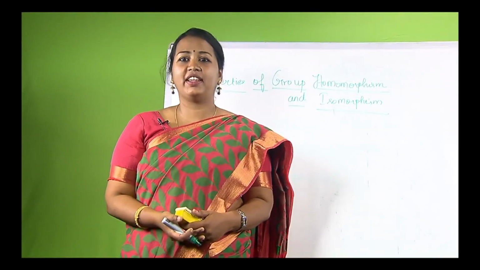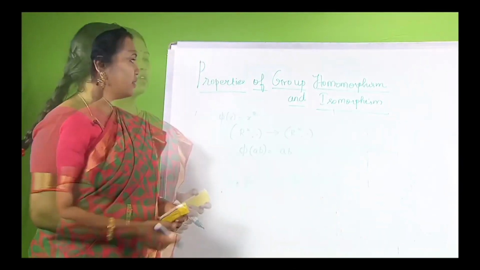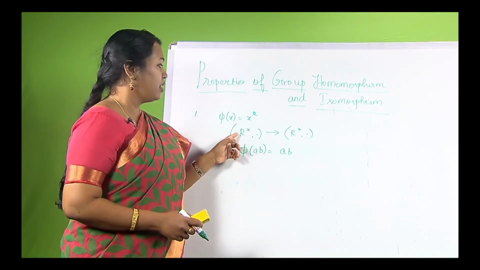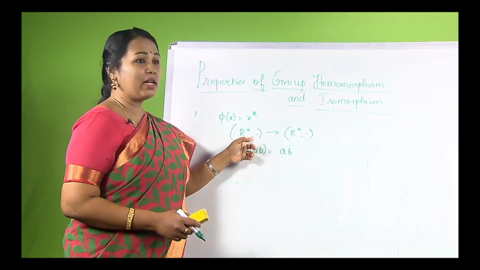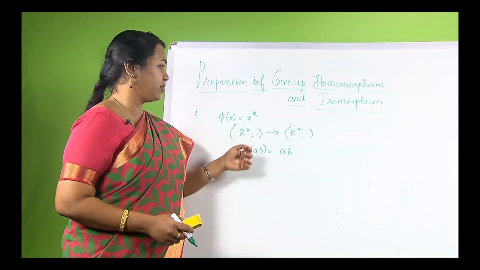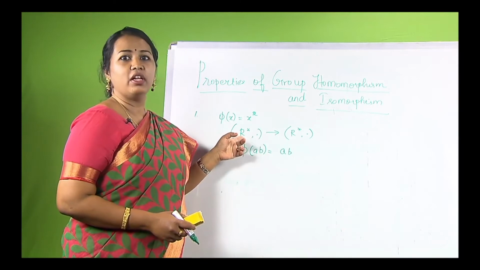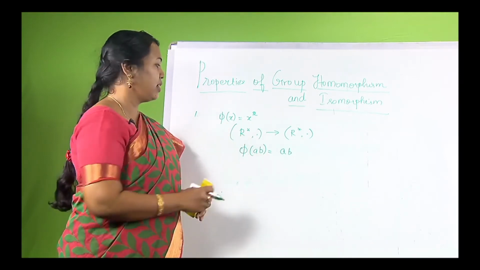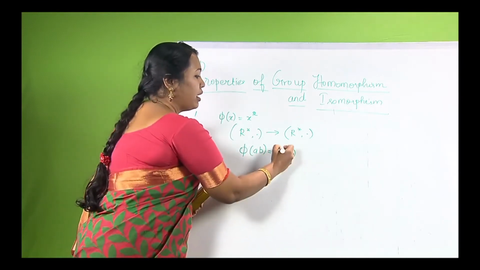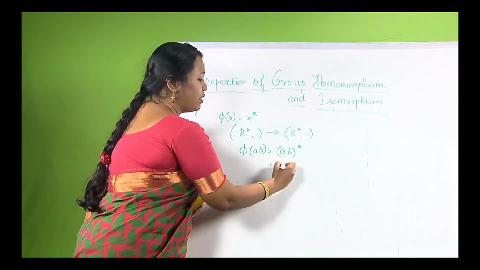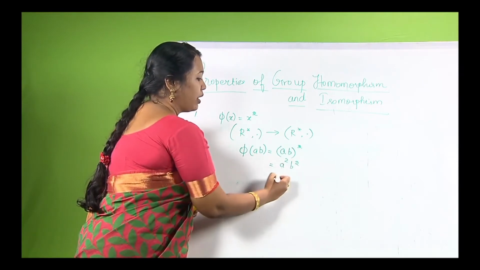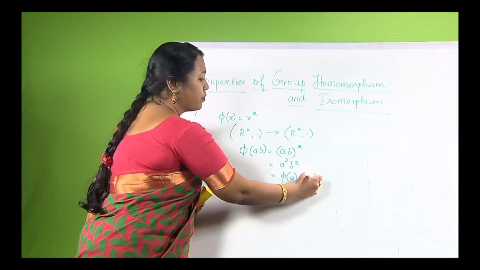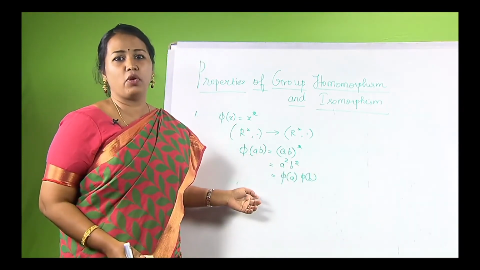For a brief understanding, let us see some examples. Consider the function phi of x is equal to x squared from R star under multiplication to R star under multiplication. R star represents the set of all non-zero real numbers. This function is a homomorphism because phi of AB is equal to AB squared, that is equal to A squared B squared, which is equal to phi of A times phi of B. This satisfies the condition of a homomorphism.